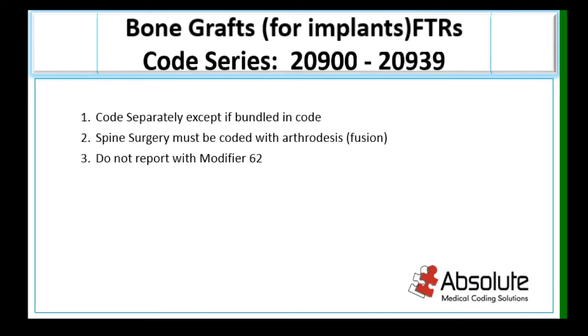Next, do not report these bone grafts with modifier 62. A harvest of the bone graft is not of the same complexity as a spine procedure, so you don't need a co-surgeon for that, and do not append modifier 62 with bone grafts. Also, do not report the bone graft add-on codes with modifier 51. About half of the bone graft procedures are not add-on codes, and the other half are add-on codes. So just be aware of that, okay?